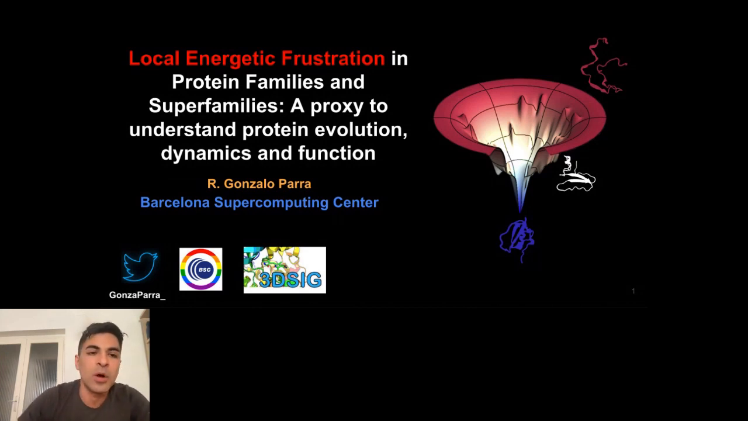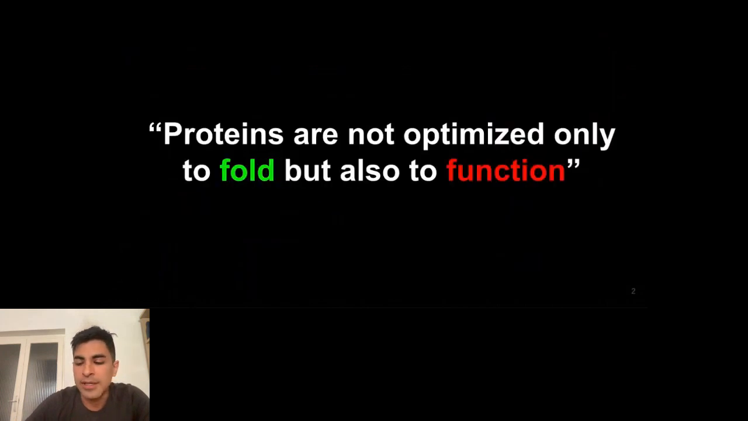So I'm going to talk about local energetic frustration, which is a concept derived from the protein folding energy landscapes theory, and how it is related to protein families' identities and superfamilies, and how we can use it as a proxy to understand protein evolution, dynamics, and function. So the thing with proteins is that proteins are natural micro-nano machines, but they need to fold, but they are not optimized only to fold, but also to function. And many times folding and function are in conflict with each other.